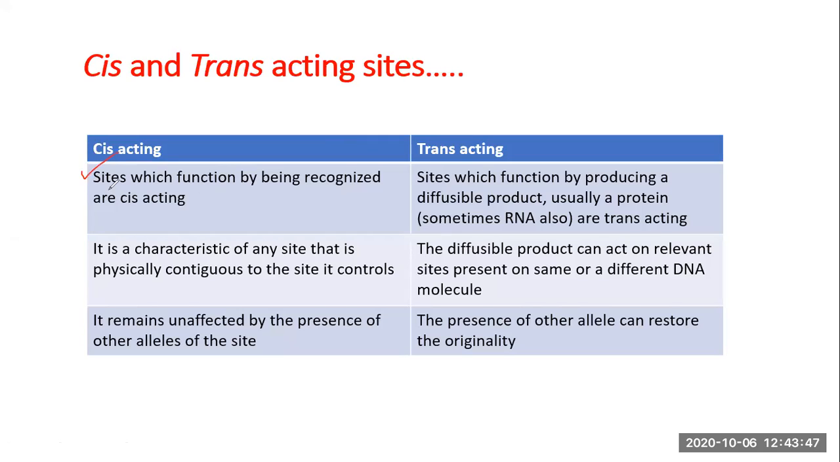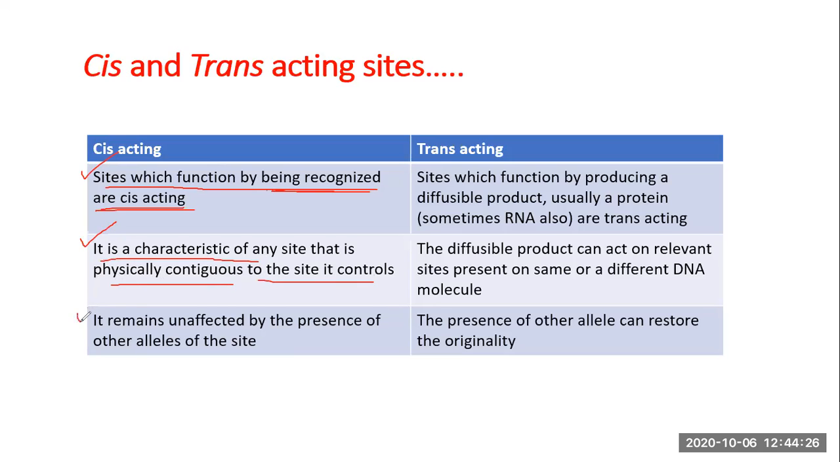These are the sites which function, please understand, by being recognized. They are called cis-acting sites. These sites function by being recognized. The other characteristic of a cis-acting site is that they need to be physically contiguous to the site they control. They need to be present adjacent to the site they are controlling. Okay, physical closeness is necessary for a site to be cis-acting.